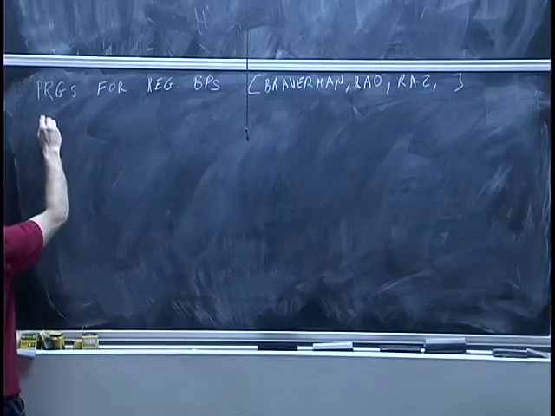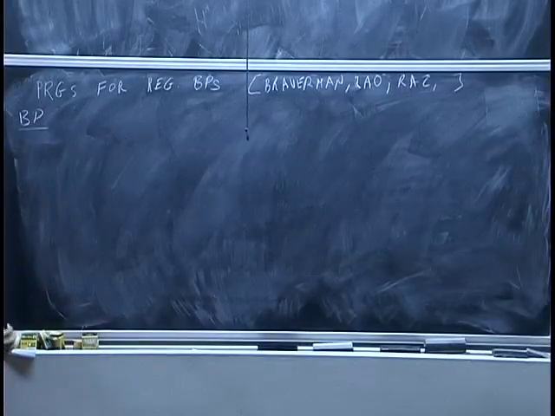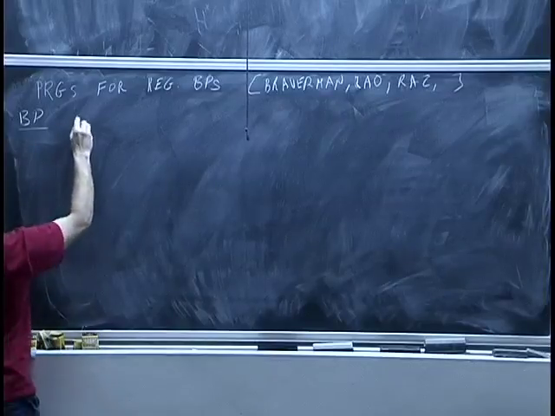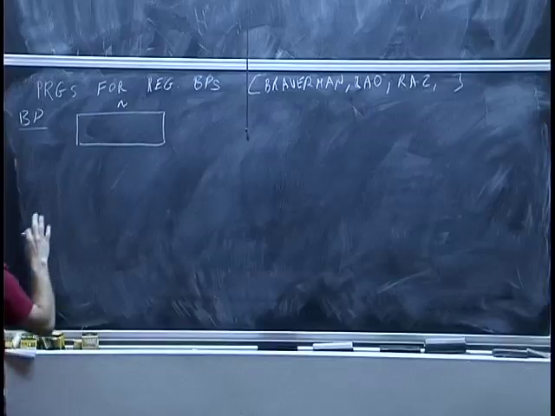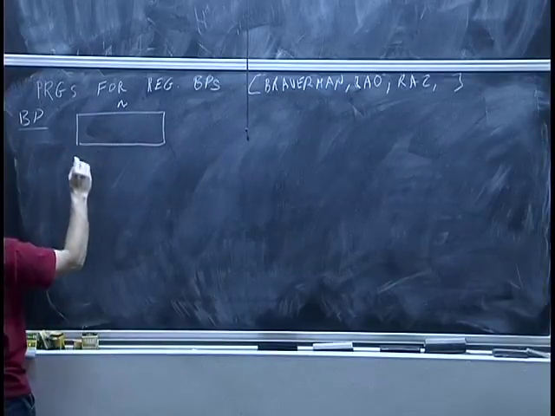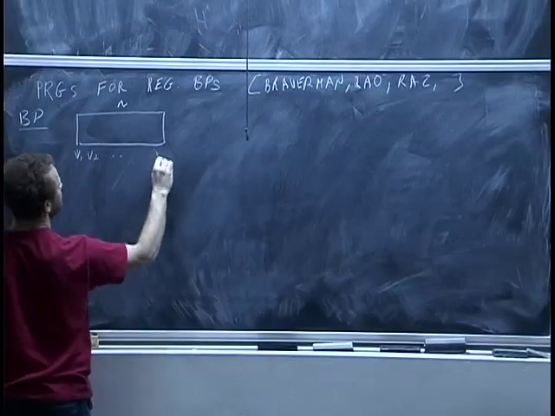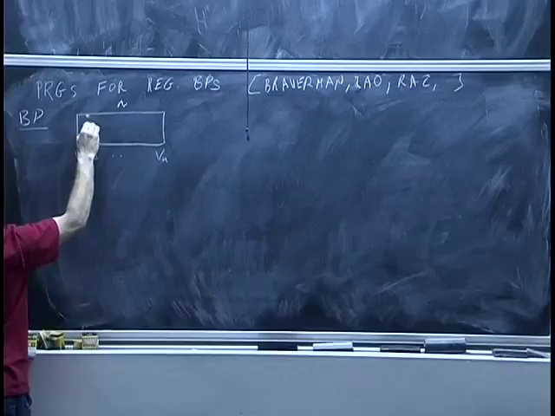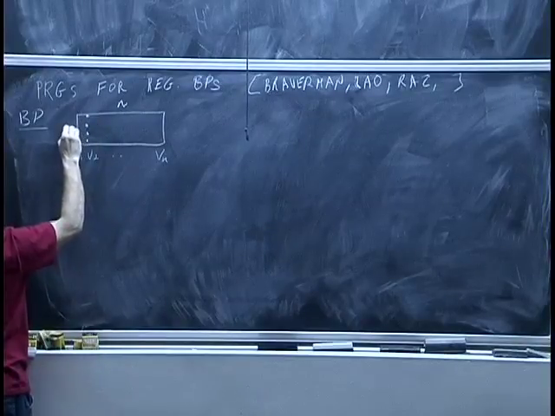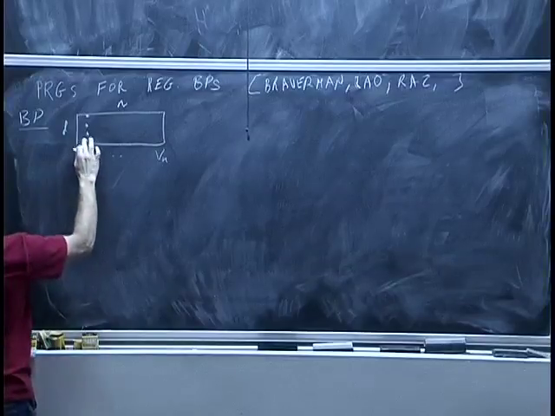So what is a branching program? It's a graph that has n layers, v1 to vn. In each layer, we will have d vertices. So here, these 4.